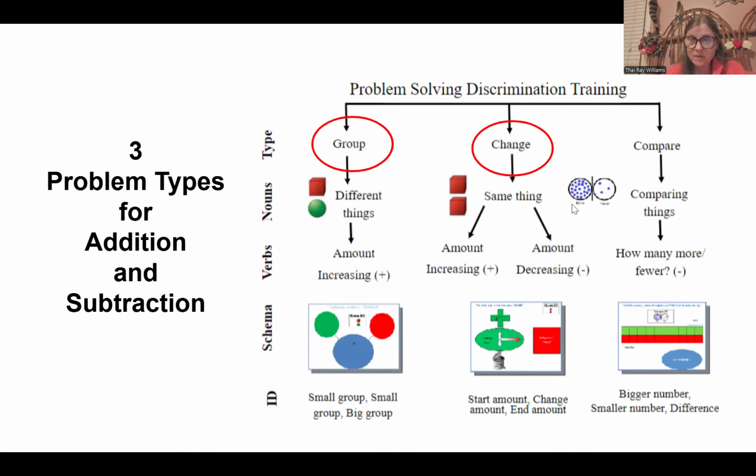Now, if I had said that we had 4 apples, but I ate 2 of them, they're still the same thing, but the amount's going to be decreasing because something happened, right? I ate 2 of them, and so we would use subtraction. Again, we'll go into these more deeply in a minute.